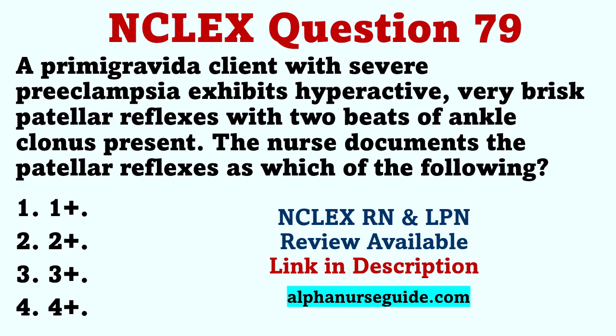The correct answer is 4. These findings will be documented as 4+. 1+ indicates a diminished response. 2+ indicates a normal response. 3+ indicates a response that is brisker than average but not abnormal. Mild clonus is said to be present when there are 2 movements.